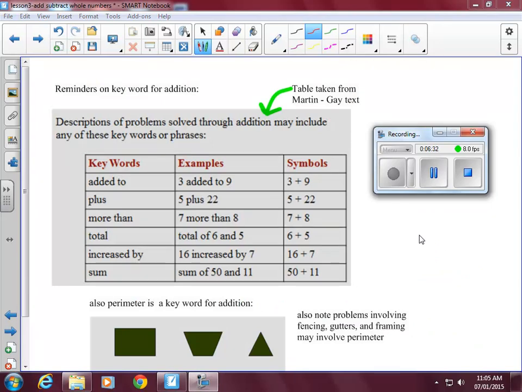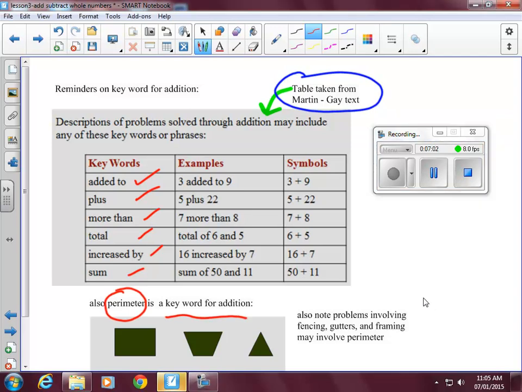Okay, another key reminder is reminders on special words for addition, or keywords for addition. A lot of students tell me that they read a word problem and they're not sure whether they should add, subtract, multiply, or divide. So there's keywords that can help us, right? Be on the lookout. This is a snippet from the Martin-Gay text. Be on the lookout for added to, plus, more than, total, increased by, sum. Perimeter is also a keyword for addition. That's kind of a tricky one. And then there's things that cue you for perimeter.